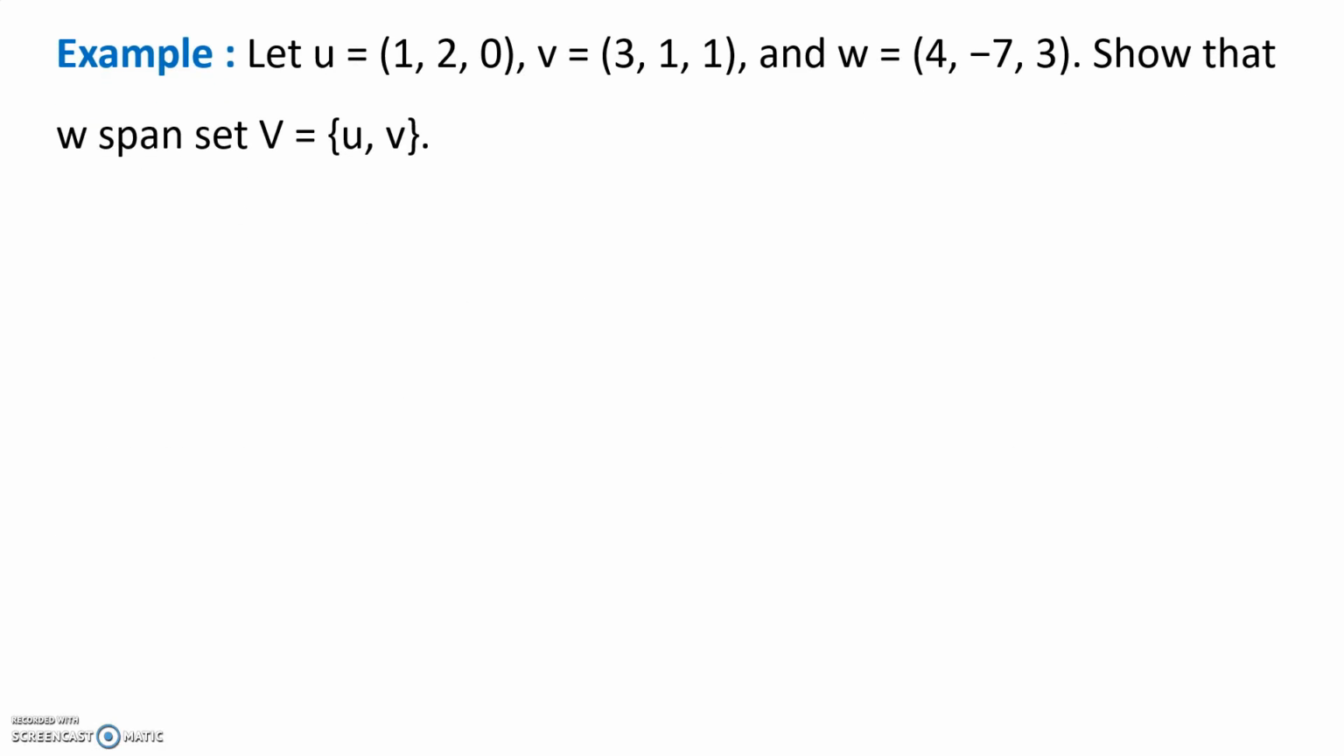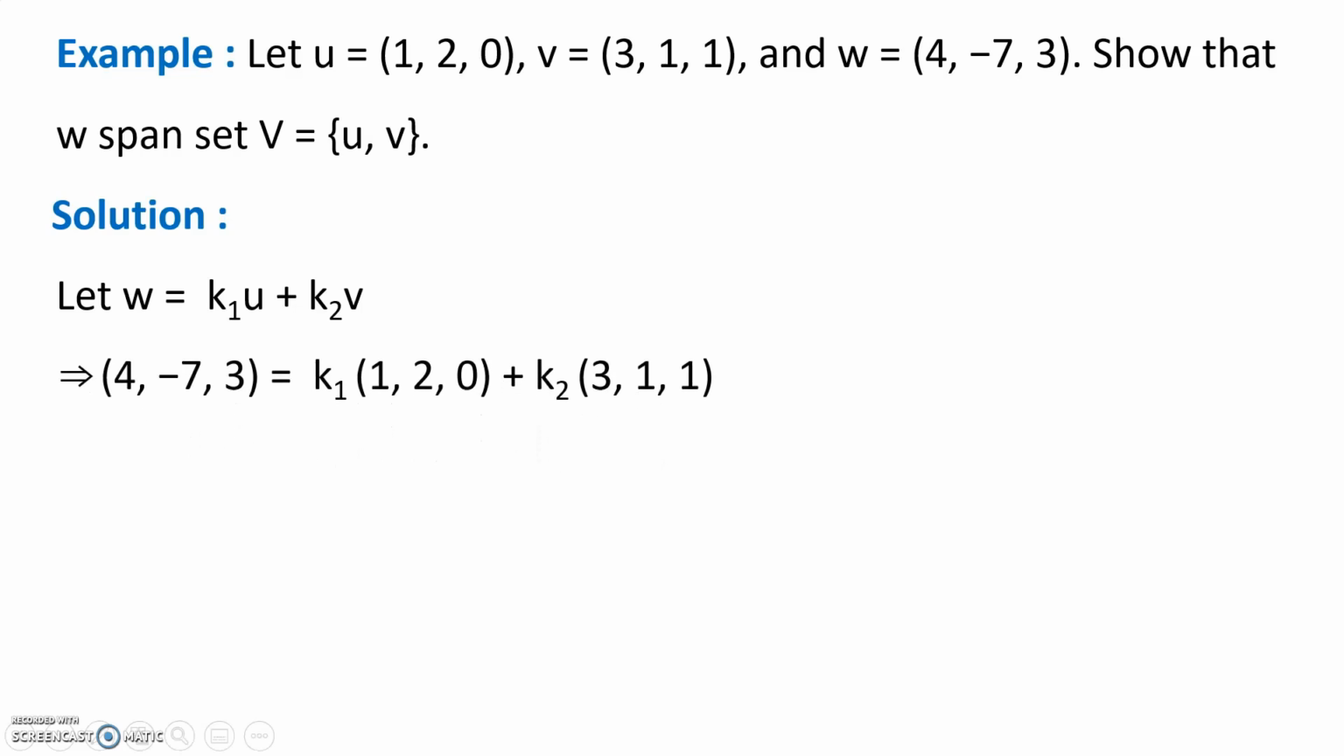Now we see the example. Let U is equal to 1, 2, 0, V is equal to 3, 1, 1 and W is equal to 4, minus 7, 3. Show that W is in the span of the set of vectors U and V. Let us consider W is equal to K1U plus K2V. Put the values of W, U and V in the equation. We will get 4, minus 7, 3 is equal to K1 into 1, 2, 0 plus K2 into 3, 1, 1.